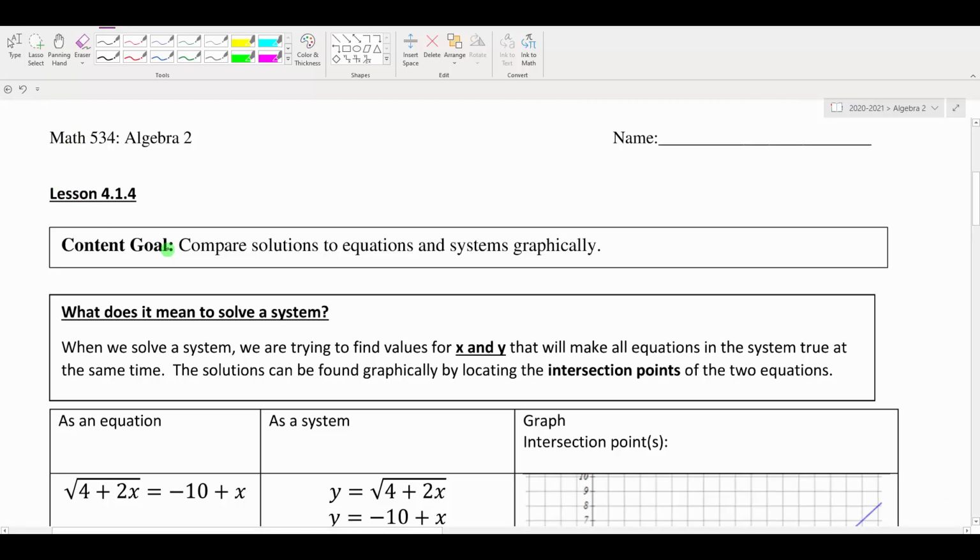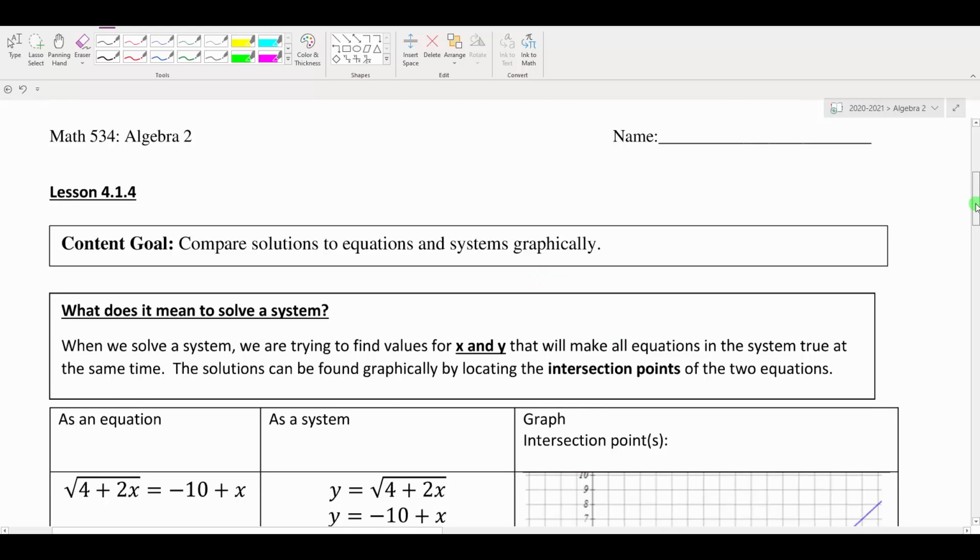Our goal today is to compare solutions to equations and systems graphically. We're going to look at equations and systems side by side and talk about the differences between them, and what it is we're looking for when we have an equation versus when we have a system of equations. We're going to focus on the graphical part, but we're also going to explore that extraneous solution one more time today, so that if we do need to verify an extraneous solution, we know how to do it.